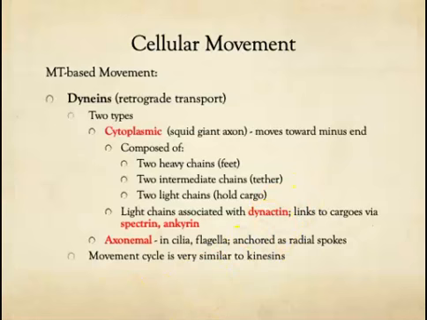Now, the other difference to note about the structure of dynein is that, unlike the kinesins, there are some accessory proteins involved with dyneins. There's a molecule called dynactin, and then there's what's called spectrin and ankyrin. Think of these accessory proteins as helping the dynein to do its job, particularly the job that the light chains do, which is holding on to the cargo.